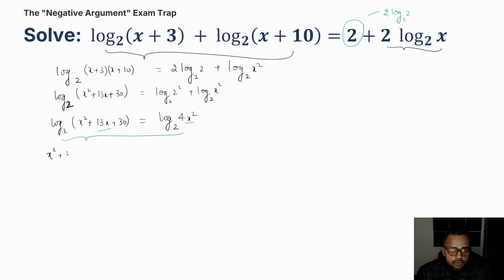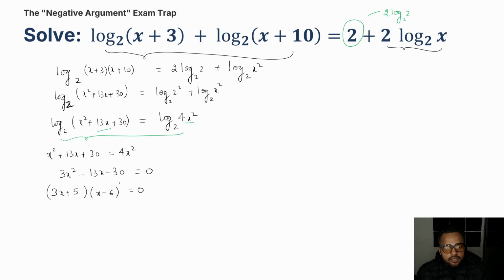So it will be x square plus 13x plus 30 equals 4x square. On transposing the left hand side to the right hand side, we'll get 3x square minus 13x minus 30 equals 0. Now from here we can factorize this expression, and we can also apply the quadratic equation formula. On factorizing it further, we'll get (3x plus 5)(x minus 6) equals 0. I factorized this expression.